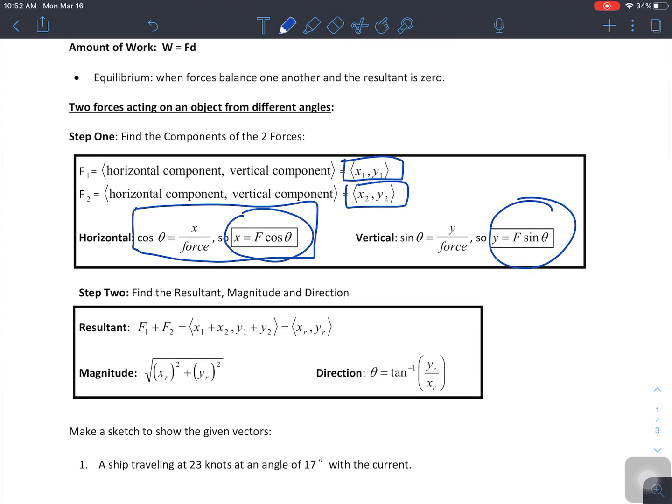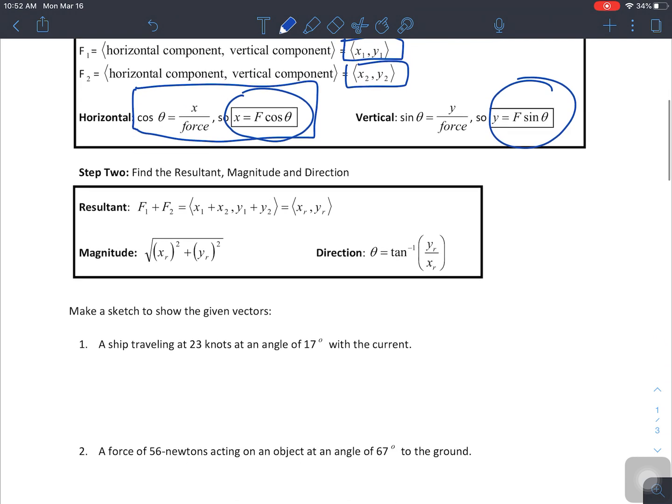Then we're going to find the resultant by adding the two vectors together. We're going to find the magnitude, which uses the distance formula, and then we're going to find the direction, which is the angle of the forces.